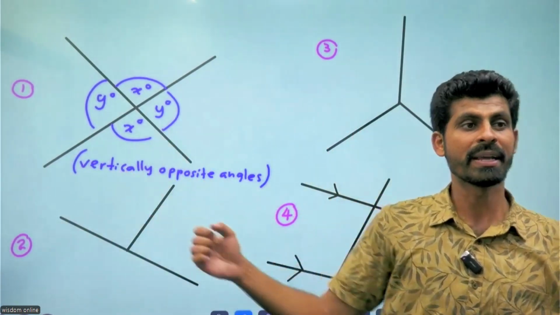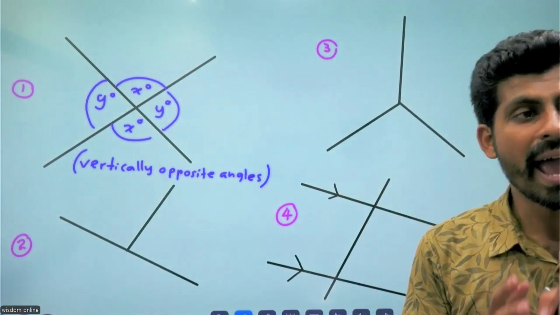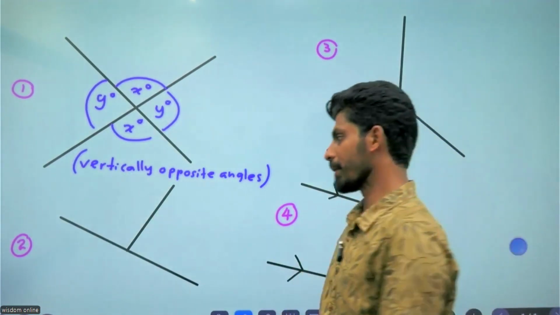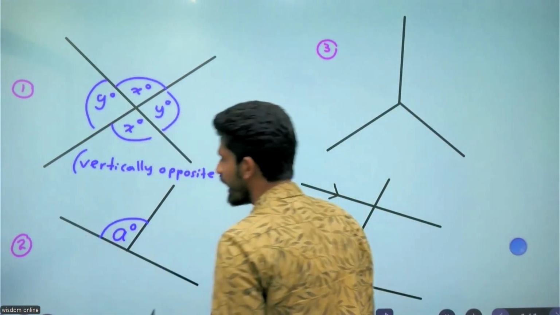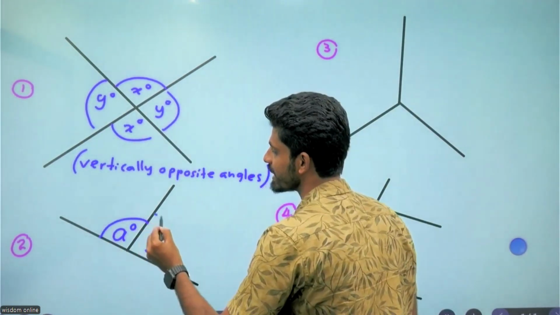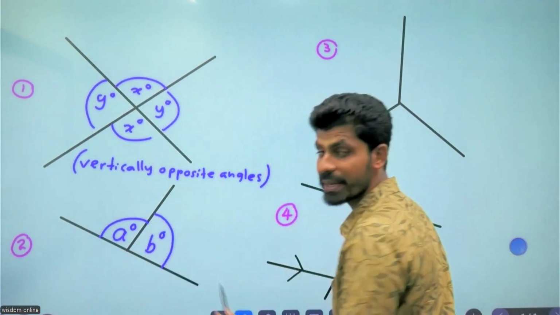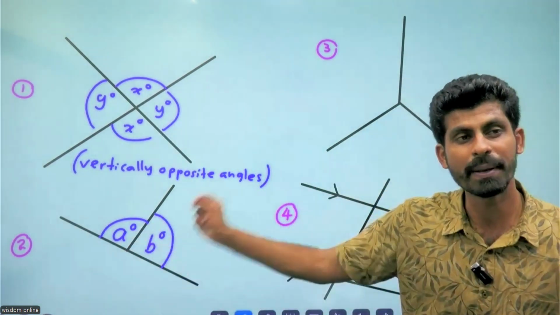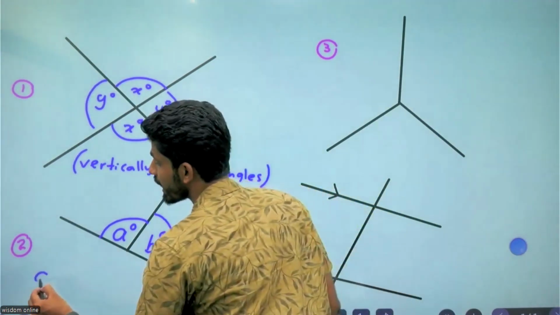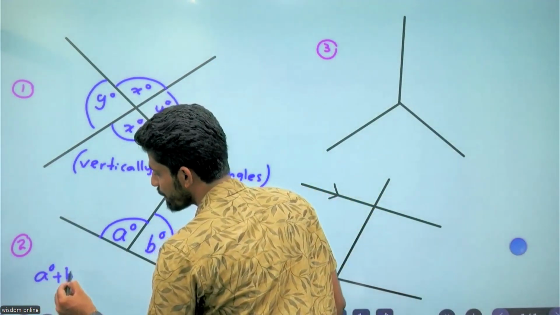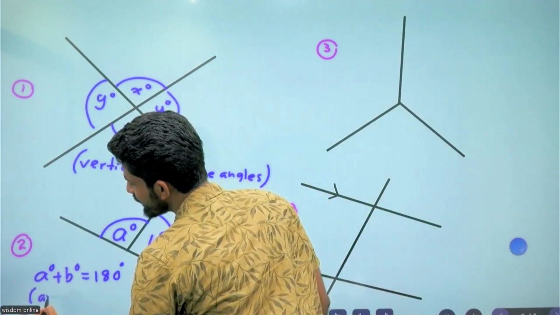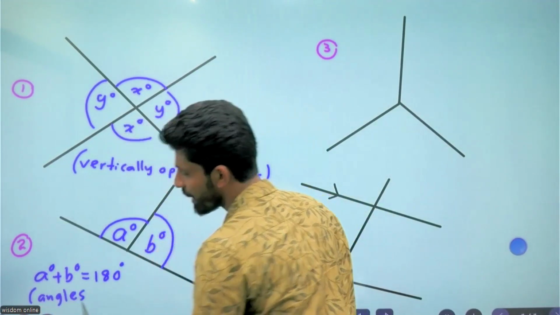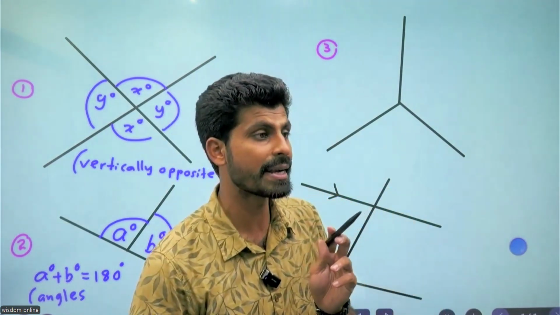That is the theorem. Look at the second theorem: angles on a straight line. I'm taking this one equals A and this one equals B. Second theorem, A plus B equals 180.